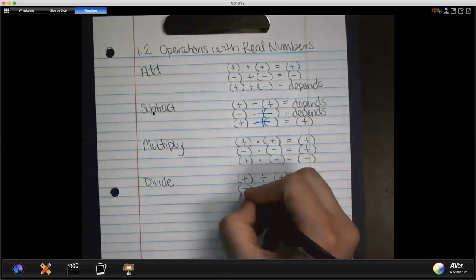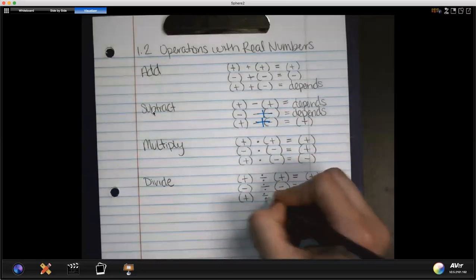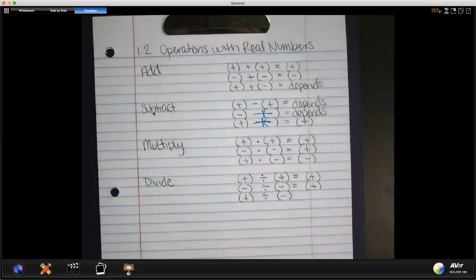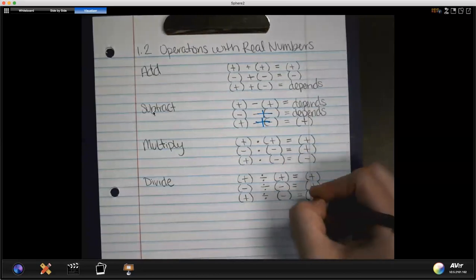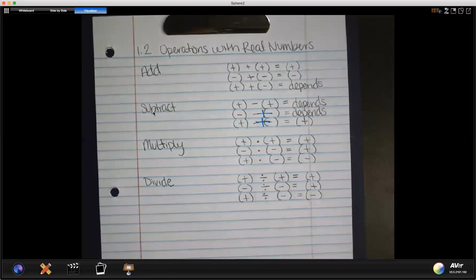Last but not least, a positive divided by a negative, or a negative divided by a positive. Either way, when you have one of each, what will the answer always be? TJ? Not TJ, sorry, TL. Negative, yes. So at the end of the day, there's really only three of them that depend on what you're working with. Everything else has a set rule, okay?